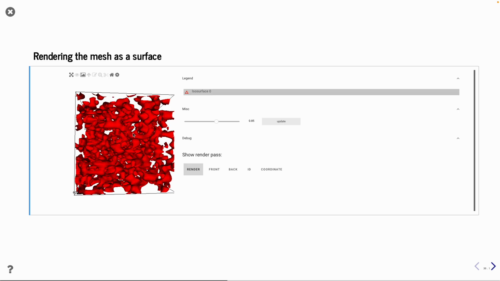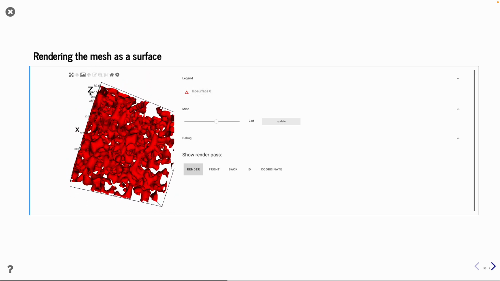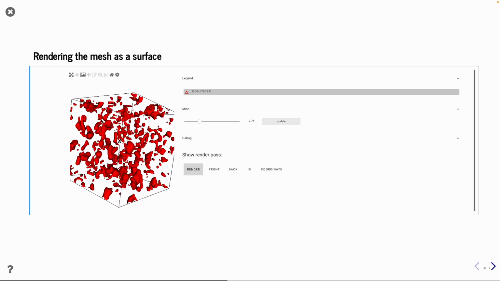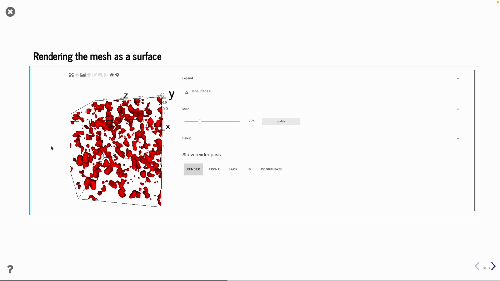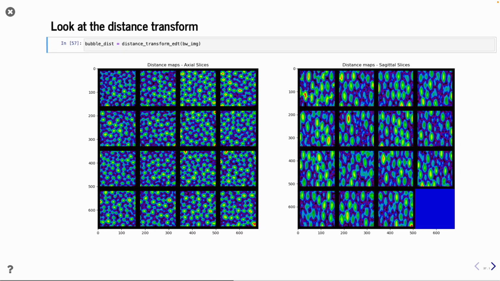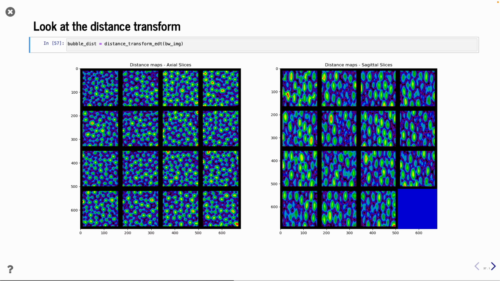We can also rotate it, so it's a nice thing. We can set the threshold, I think. No, update. So there we got it, and then we can see different sizes of the blobs. So this is what you can use the mesh for, and that was just a little intermediate thing.